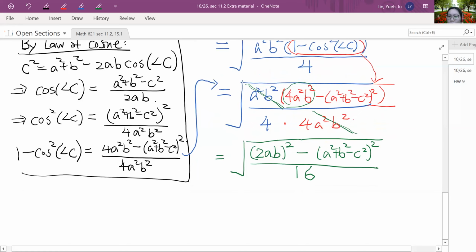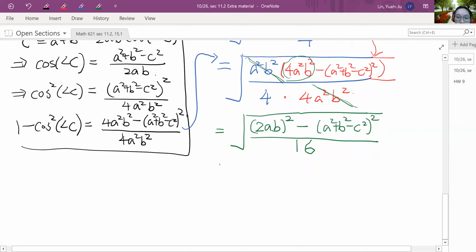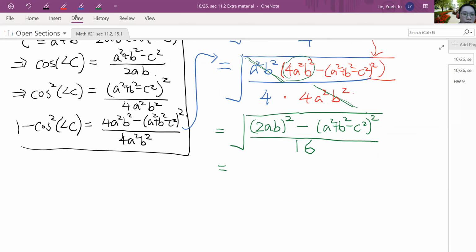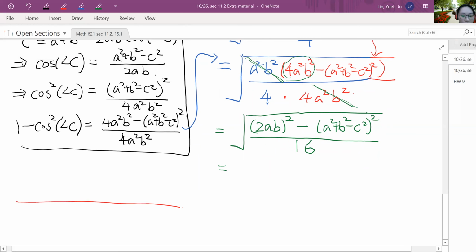Okay, let's do it one by one. Now we come to use another trick here. You can see that the numerator is a perfect square minus a perfect square. So I'm going to use this, let me put it here. This is another algebraic identity, right?